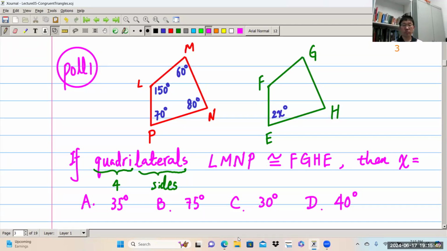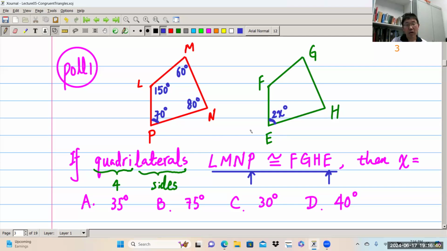Obviously in this case, if this congruence statement is written correctly, we know vertex L corresponds to vertex F. Vertex L in this red quadrilateral corresponds to vertex F in this green quadrilateral, and so on and so forth. To find the value of x, we know 2x degrees is the measure of this angle E. And this angle E corresponds to which angle in this red quadrilateral? You see here that E corresponds to letter P, so it corresponds to this angle here.